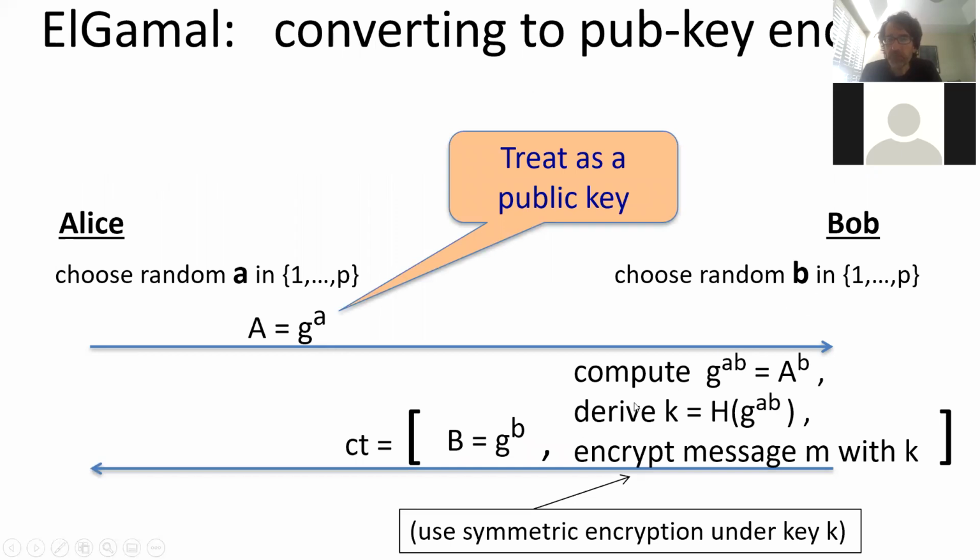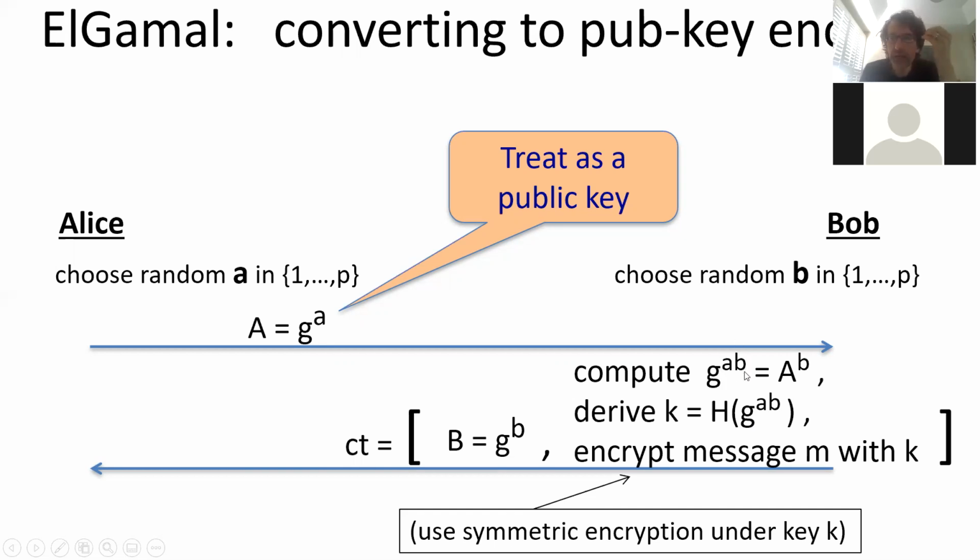What Bob did was he sends this capital B, the g to the little b contribution to Diffie-Hellman. But now in order to really convert it to an encryption, he finalizes the Diffie-Hellman on his side, which means that he computes this Diffie-Hellman key value by taking Alice's contribution and exponentiating it to his exponent. So far, this is just an output of the Diffie-Hellman key exchange. Now, this is a group element.